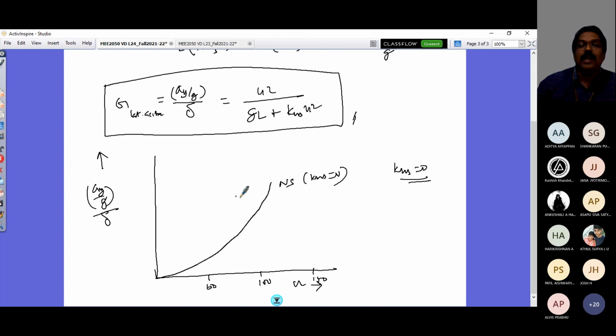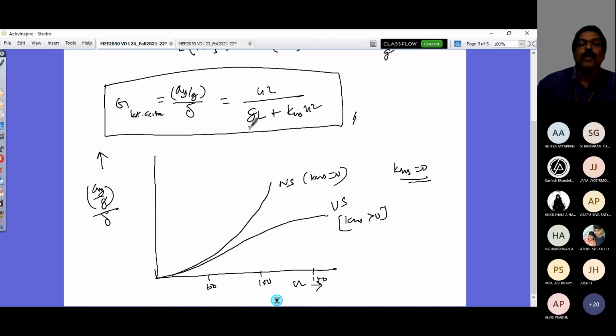If it is an understeered vehicle, what will happen? KUS is going to be positive. So my denominator value would keep increasing, so the gain is going to be decreasing. Initially it is like that, and then it will go like this. So this is what I get for an understeered vehicle with KUS greater than 0.